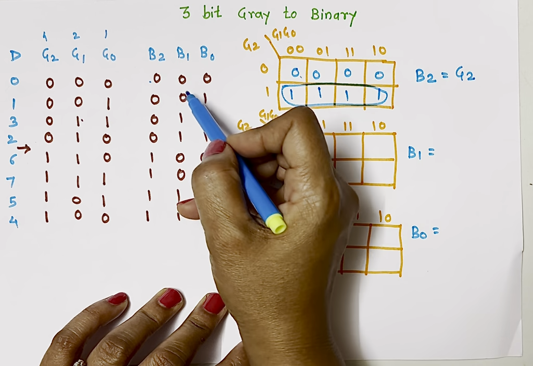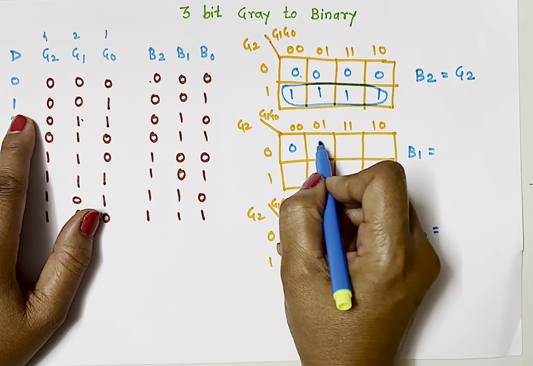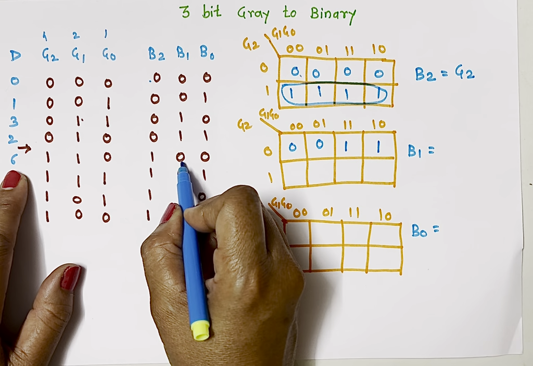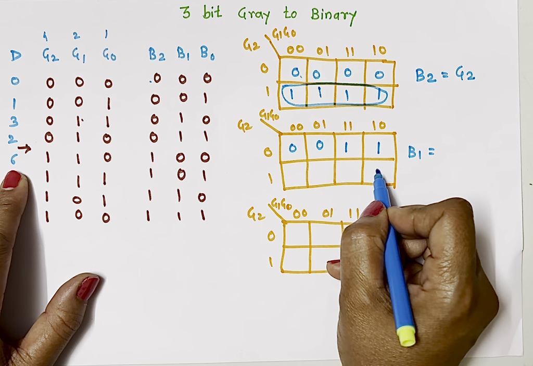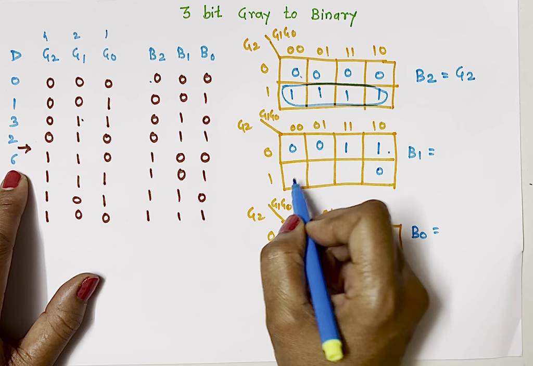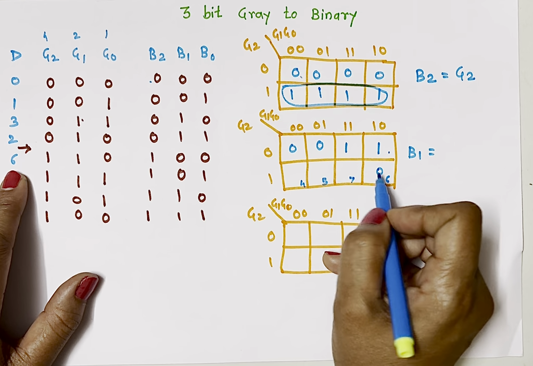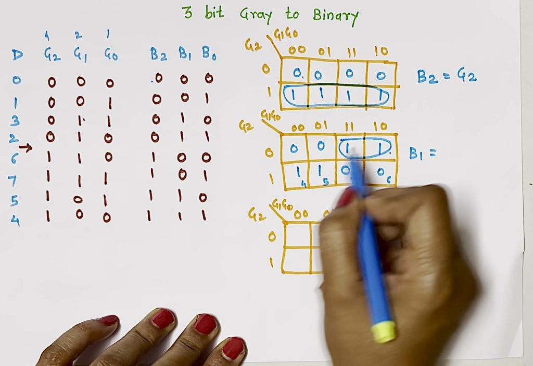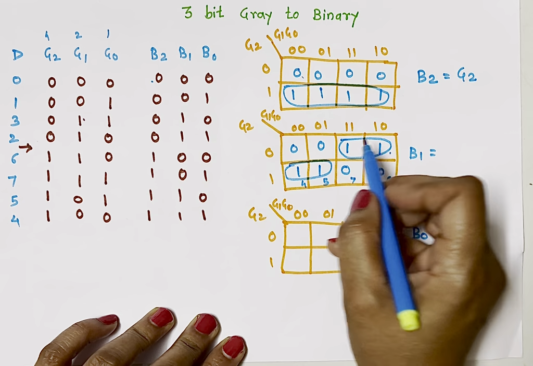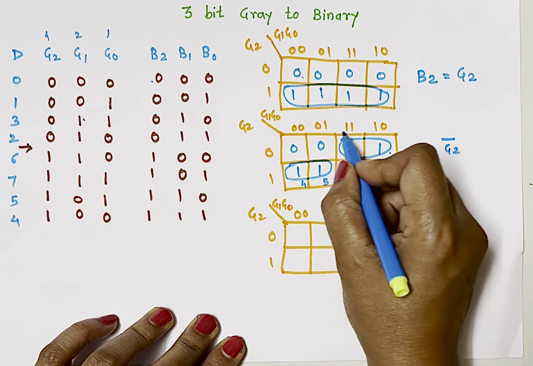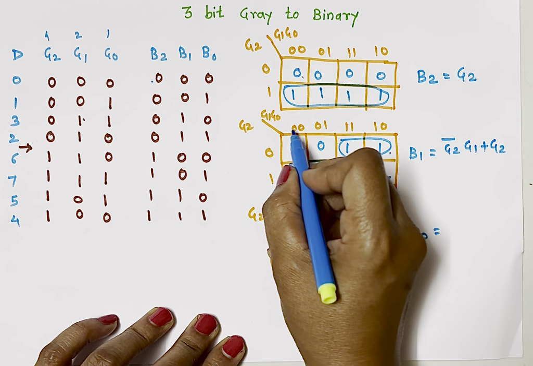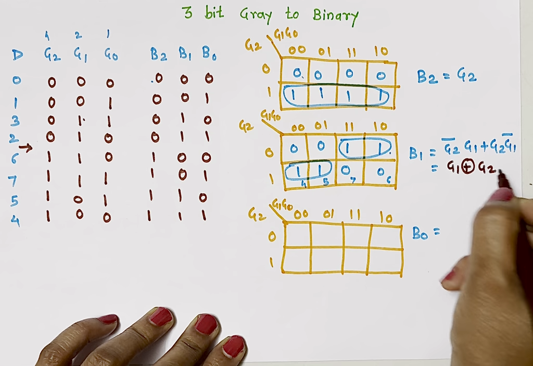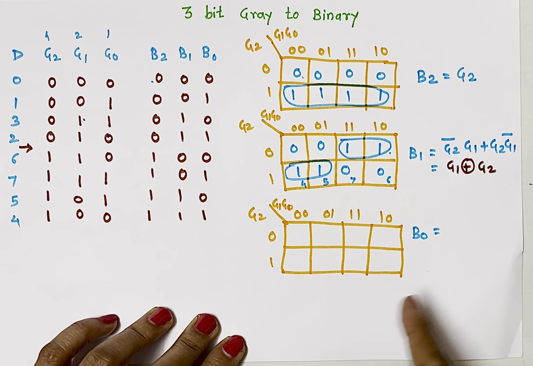Now for B1, for 0 it is 0. For 1 it is 0. For 3 it is 1. For 2 it is 1. For 6 it is 0. For 7, 0. For 4 and 5, 1, 1. So I'll have to make 2 pairs. Then I can write the equation as, for this pair it is G2 bar G1, plus for this it is G2 G1 bar. So this equation becomes G1 XOR G2. That is the equation for B1.